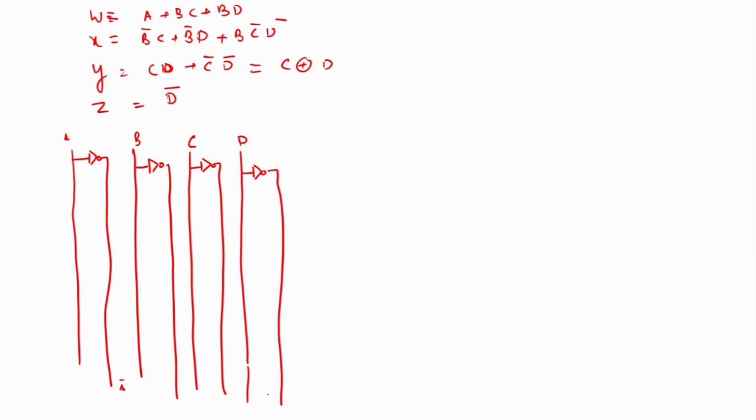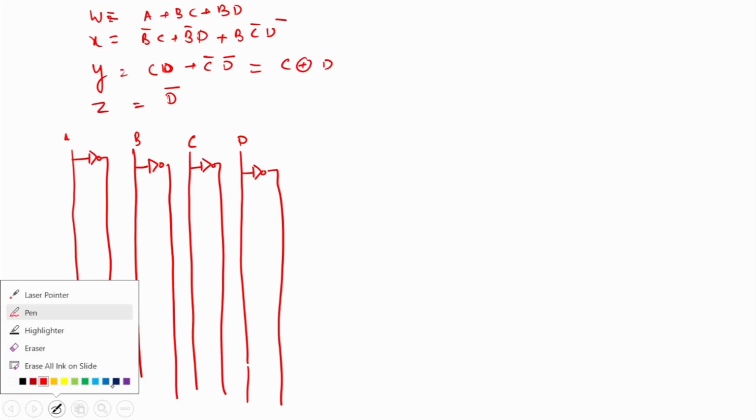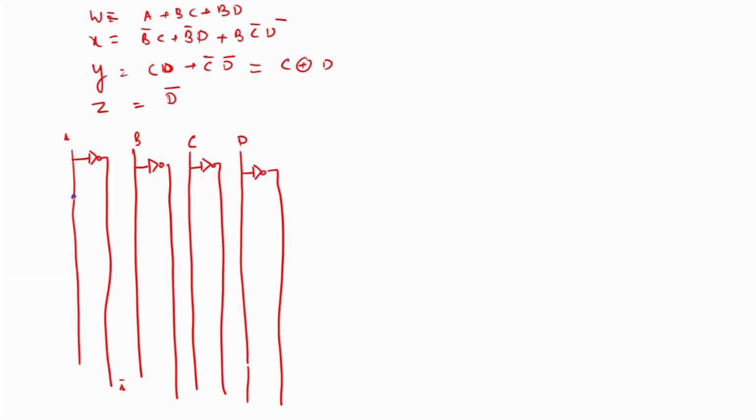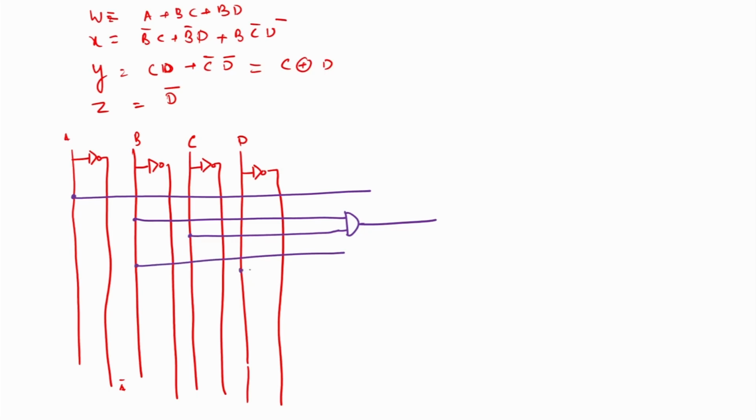Then for representing our value W, W is what? A is taken from here, plus BC. B is taken from here, C is taken from here, both are connected through an AND gate. This is BC, and then another one is BD. B is taken from here, D is taken from here, and both are connected through an AND gate. This is BD, and all three are connected by using an OR gate. This represents the output W.